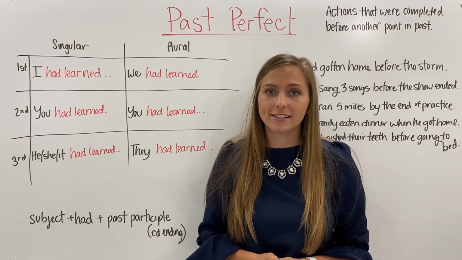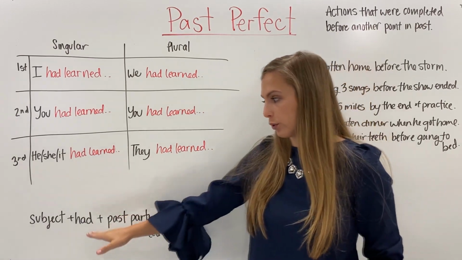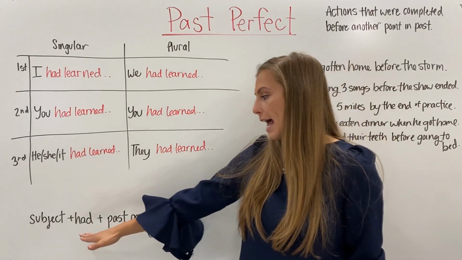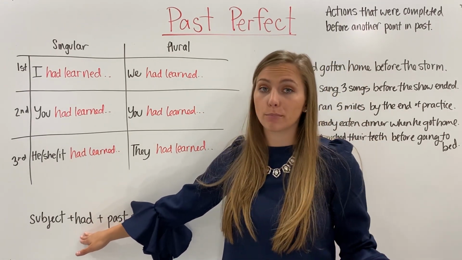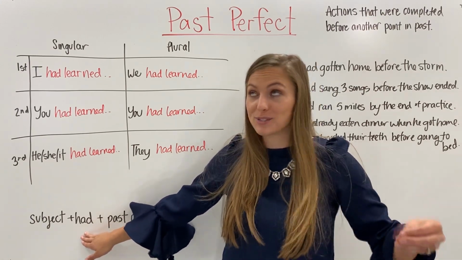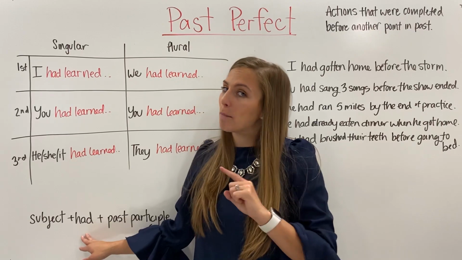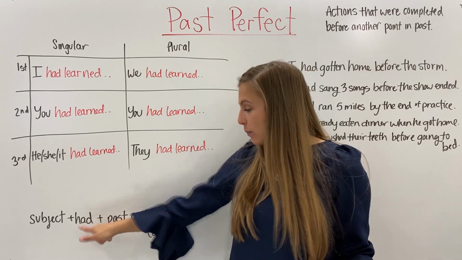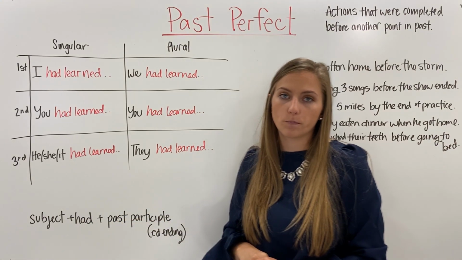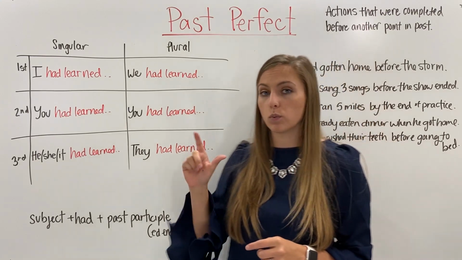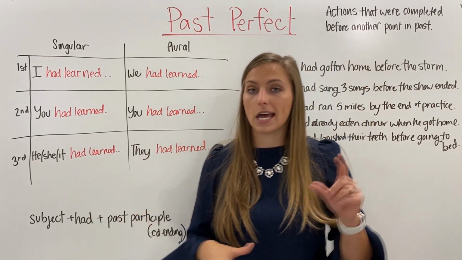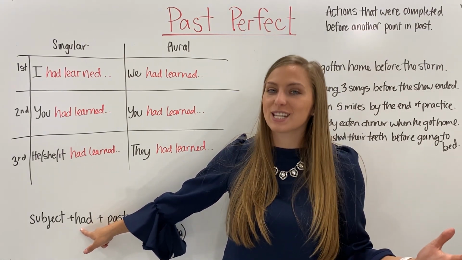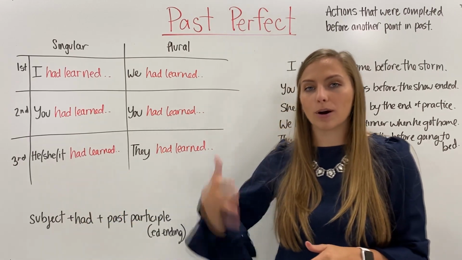For the past perfect tense, we first are going to start with our rule. Of course, it always starts with our subject. Then we're going to add had. In the present perfect tense, we use the present tense of has and have, but not for the past perfect. For the past perfect, we use had, and then we also use the past participle. So the only difference between using present perfect and past perfect is that the has and have in the present perfect changes to had for past perfect.